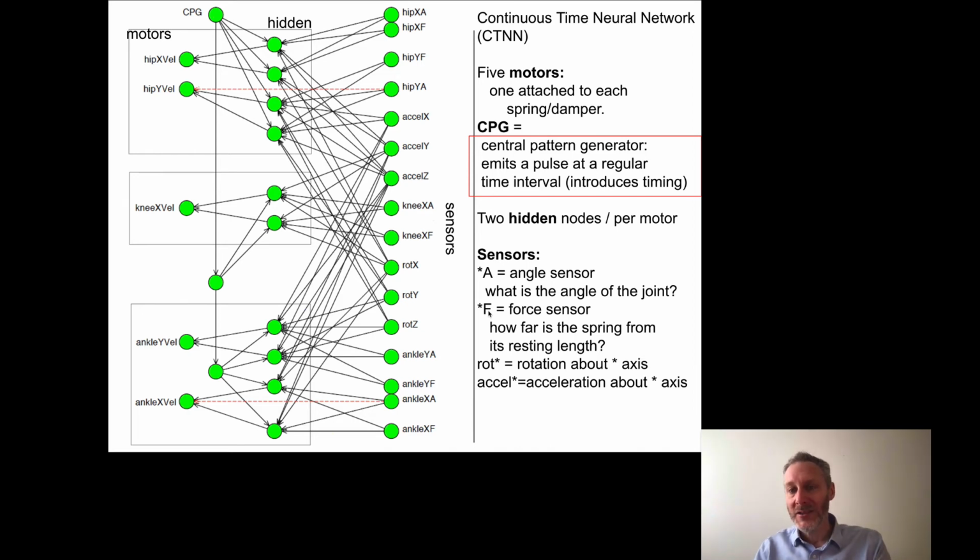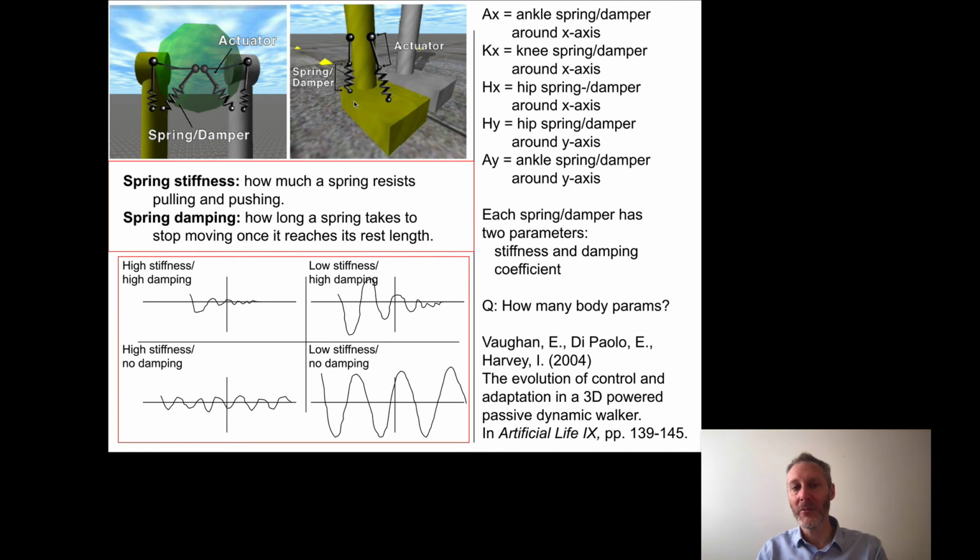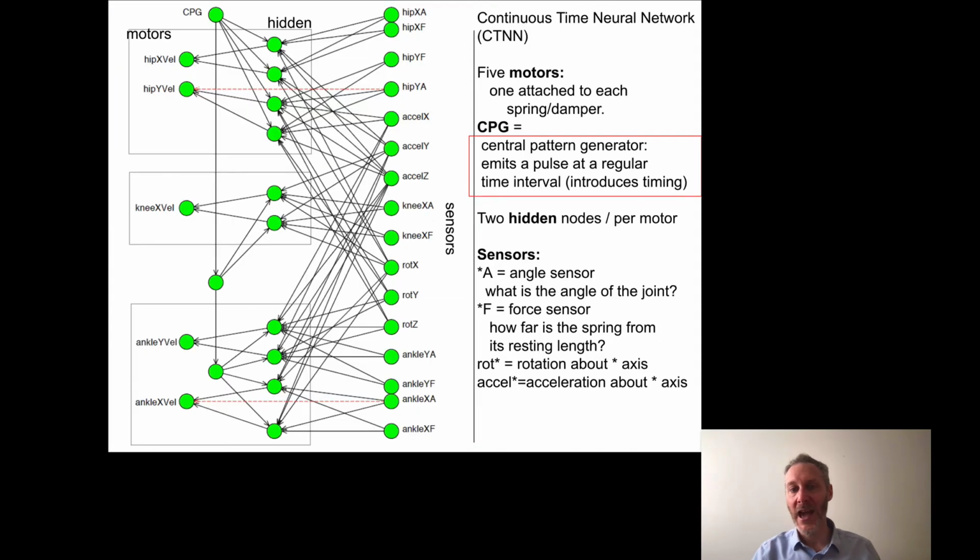A new sensor we haven't seen before are force sensors. Remember that there are springs here. We can attach sensors to the springs, and those sensors are going to report the amount of force that's acting on the spring at that moment in time. When a spring is at its resting length, there's no force. But during walking, there are going to be forces that are going to pull or push on the springs. And the F's, the force sensors, are going to record those amounts of forces.